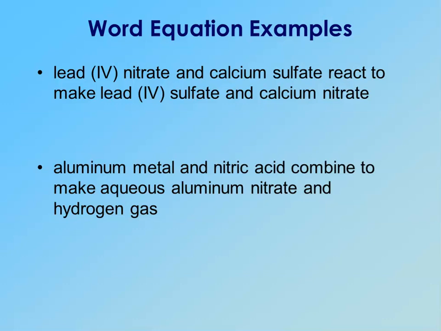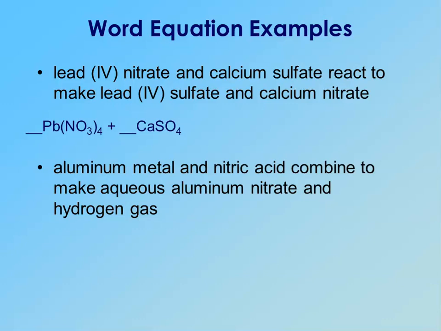So lead IV nitrate, lead is +4, nitrate is -1, would become Pb(NO3)4. The "and" is going to represent my plus. Calcium sulfate, if I take a look, calcium is in group 2. Sulfate is SO4 -2, so they are equivalent in charge. I just get to sandwich these two together. 1 calcium for 1 sulfate. "Reacts to make" is going to be my arrow.